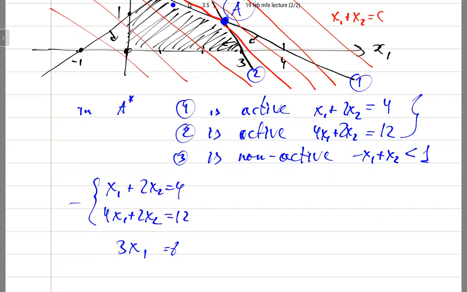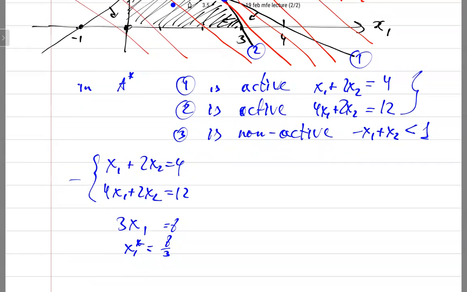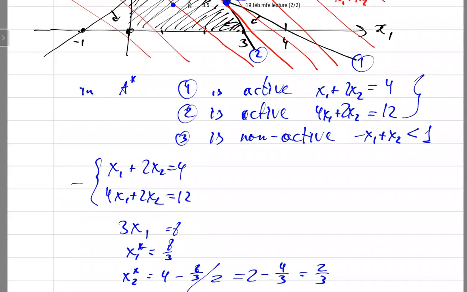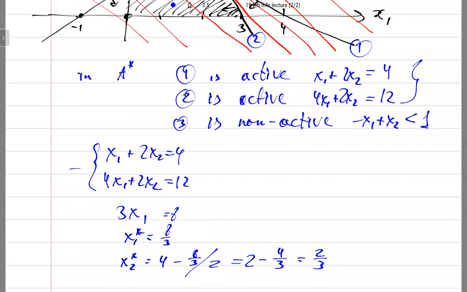And I have x1 optimal is 8 over 3, and x2 optimal is 4 minus 8 over 3 divided by 2, and it will give me 2 minus 4 over 3, and it is 2 over 3, as if I'm not mistaken. Okay?